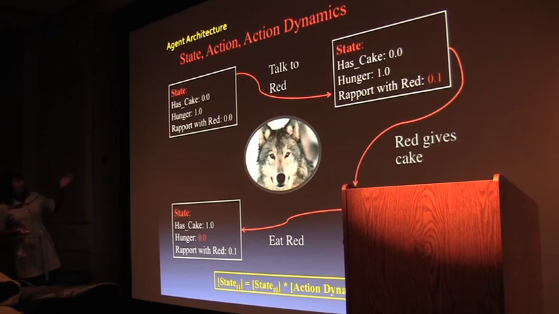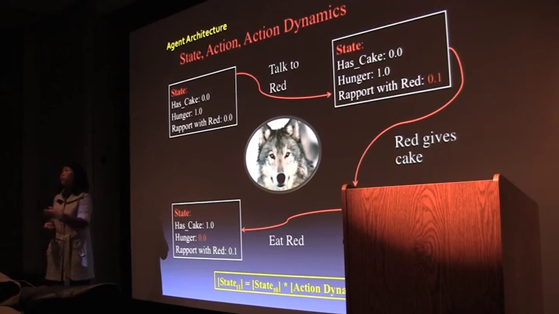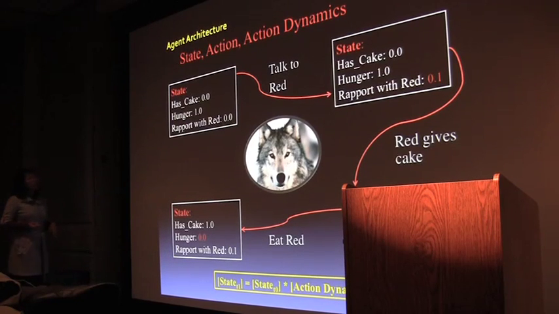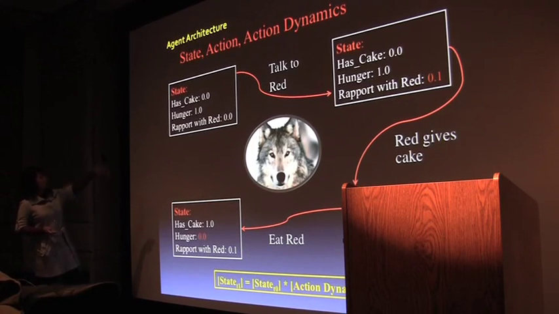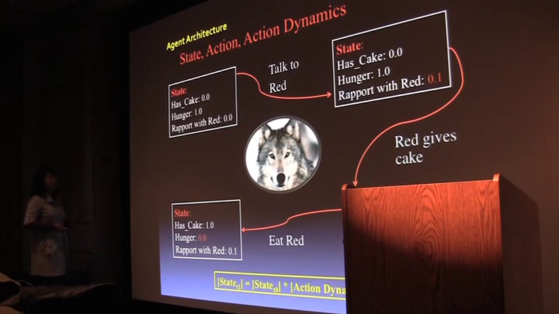Let me go into more detail about the agent architecture. This is how internally we represent the status of a character, and how the status of a character can change during the story. Each character in the story is represented by an agent, and the agent's state represents this character's status at any moment of the interaction. A state is described by a collection of state features. Each of these features takes a numerical value, but it represents one aspect of the character in this story. So for example, the wolf doesn't have cake at this moment.